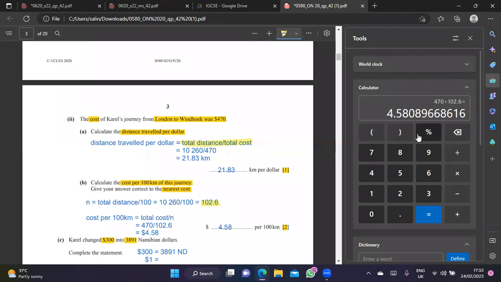You got 4.58. Okay, whatever. 4.5808, and so on. Now, look at the question again: to the nearest cent. If we're talking about money value, we're talking about dollars here, the nearest cent is actually two decimal places. So the answer is 4.58 here. There you go.